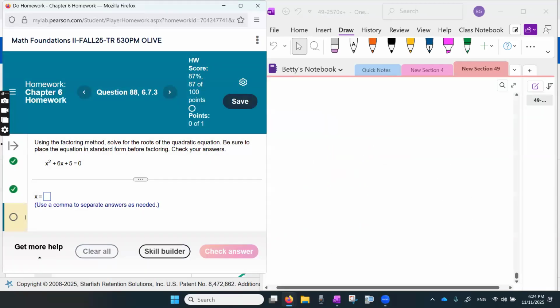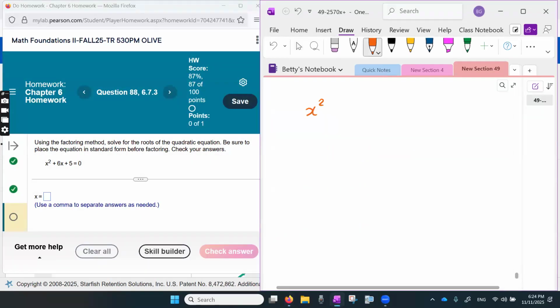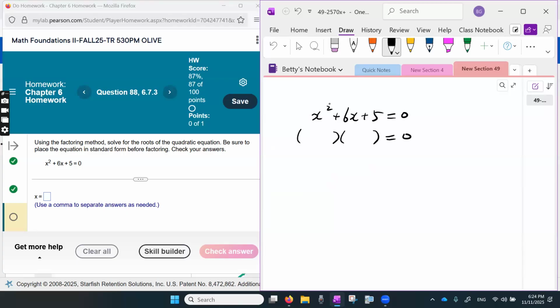Okay, this one is similar. X squared plus 6x plus 5. I think you should know how to factor this one because this is an example in my slide. Plus 1 plus 5, okay? So you can try A the 1, B the 6, C the 5.